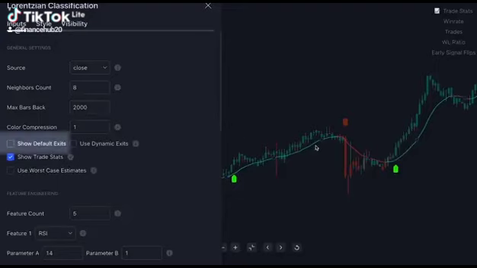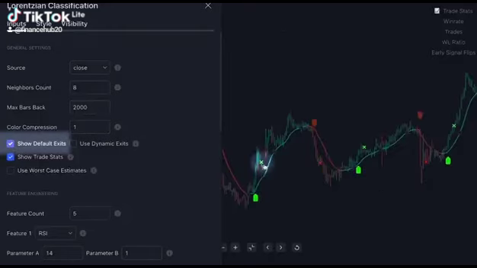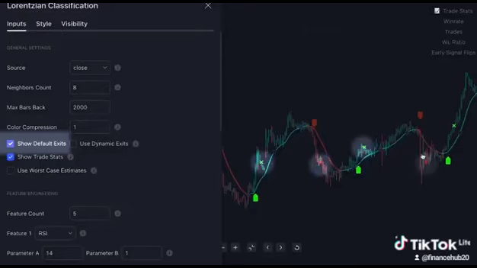Show Default Exits will provide you with a recommended exit for trades based on the last signal. These exits are more suited for shorter-term one-to-one risk-to-reward trading, and given that the indicator by default is more optimized for longer-term trends, I would recommend leaving this option off.